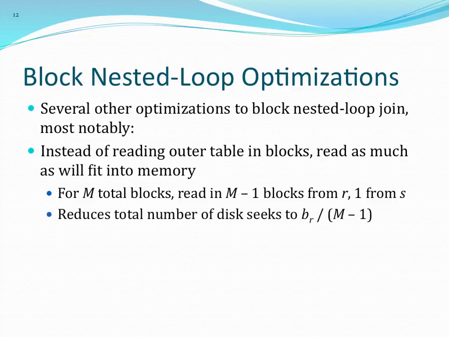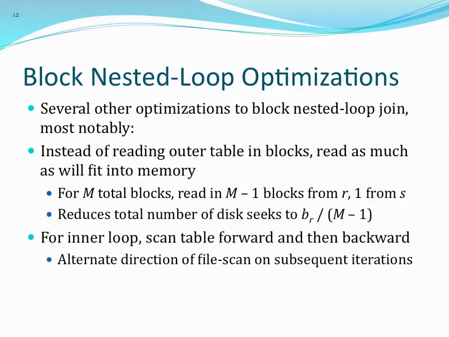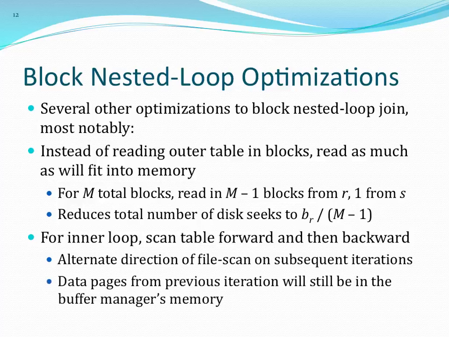So we talked about reading it in multiple block size chunks. Another really weird optimization is that you can actually scan the inner table forward and then backward, which is weird, but when you scan it backward, guess what? You're going forward, and the pages that are in memory are the most recent ones you accessed, and then you start going backward, and those are still in memory. So guess what? Fewer disk seeks. If you're talking about a spinning magnetic disk, that's substantial. So that's a little weird.